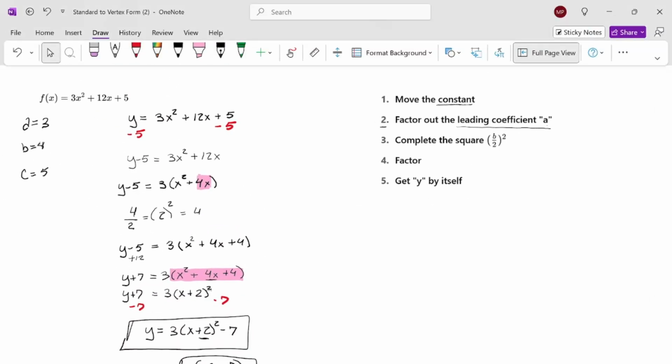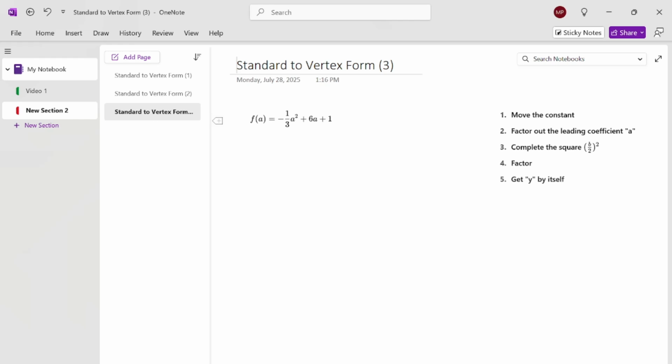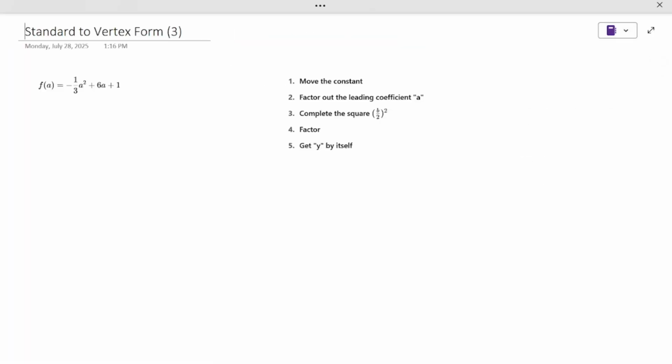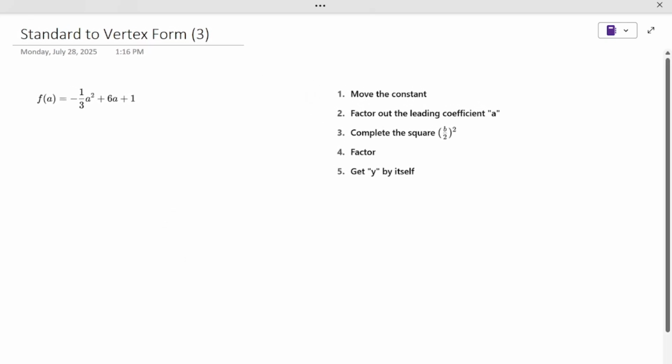Let's move on to the last problem that I have for us today. Now this one, do not be afraid. Fractions are okay. Fractions are fun. I love a good challenge. You're going to encounter fractions, so you might as well get used to them. And this one's going to be very fun. So let's do this together.